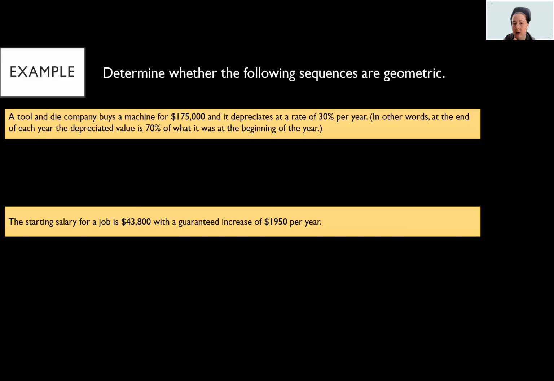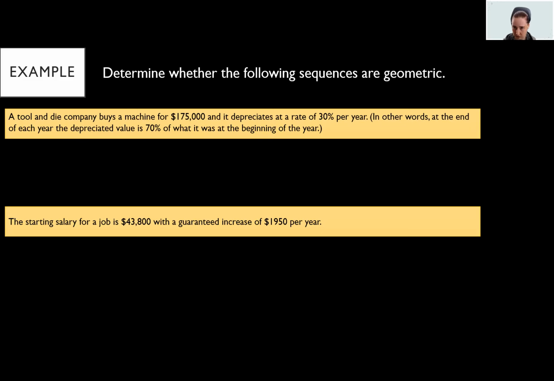So first one, a tool and die company buys the machine for $175,000 and it depreciates at a rate of 30% per year. So in other words, at the end of each year, the depreciated value is 70% of what it was at the beginning of the year. So we're losing 30% of the value. When you have a word problem like this, sometimes it helps to figure out some numbers based off of what it's describing, and then look to see if the ratio is the same.